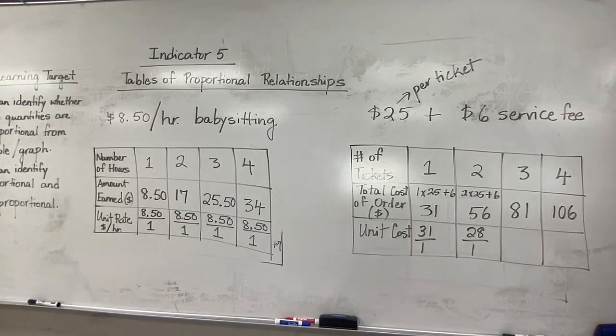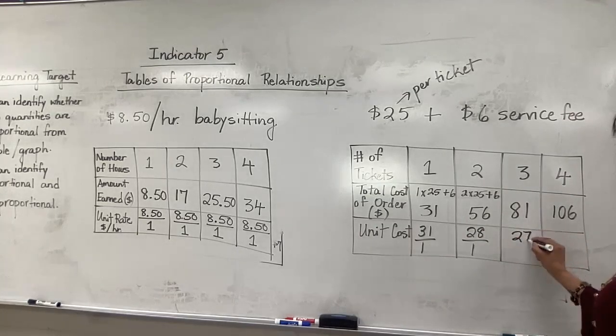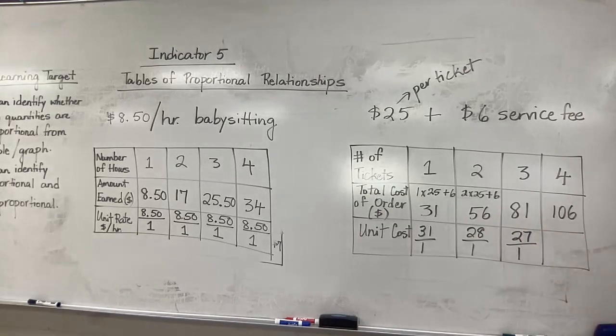If I divide 81 by 3, I'm going to get 27 for 1. If I divide 106 by 4, I'm going to get 26.50 over 1. Okay, so I can see that because the ratios between the quantities are not the same, the cost of an order is not proportional to the number of tickets ordered, because the unit rate is not the same.